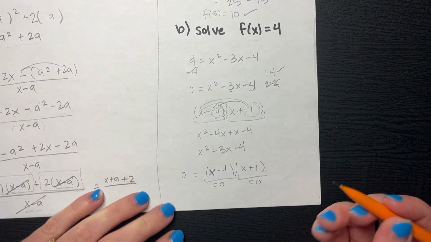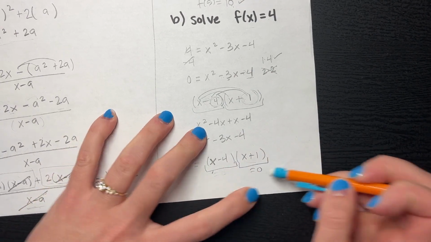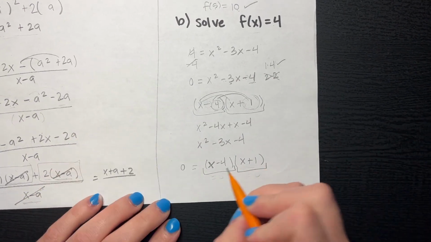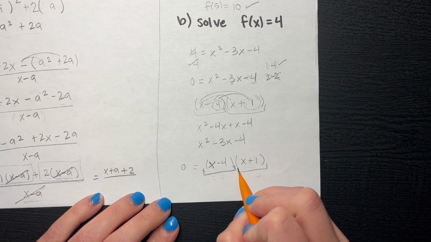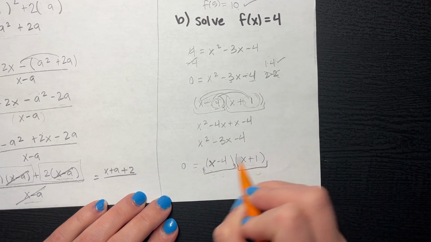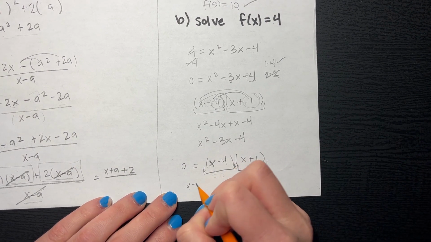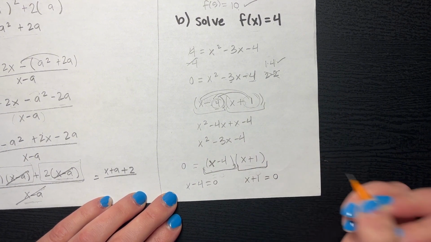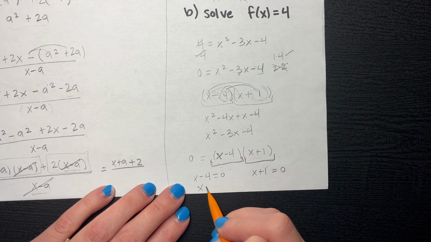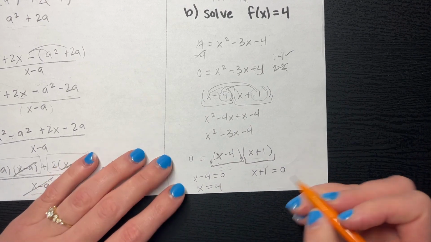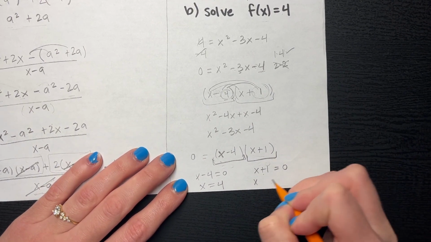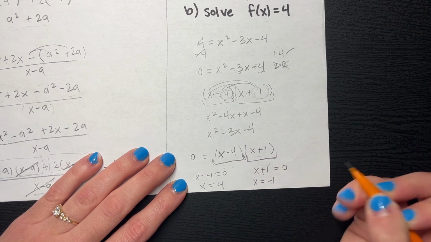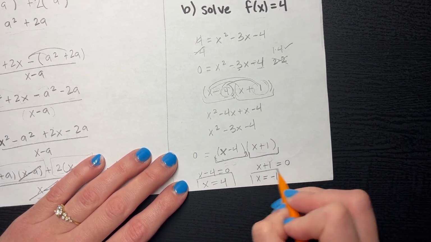So how we can figure this out is we set this equal to 0 and we set this equal to 0, and we'll figure out our 2 x values. So x minus 4 equals 0, x plus 1 equals 0. And then we just add 4 over, so we get x equals 4. We're running out of room here. And then subtract 1 over, we get x equals negative 1. So these are our two answers.